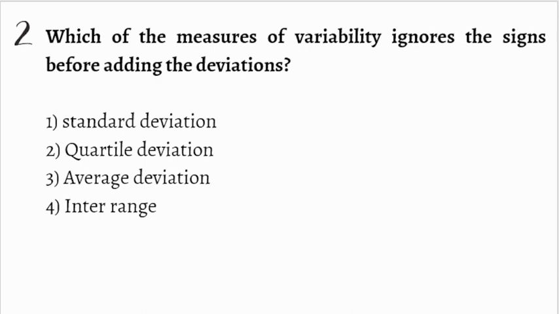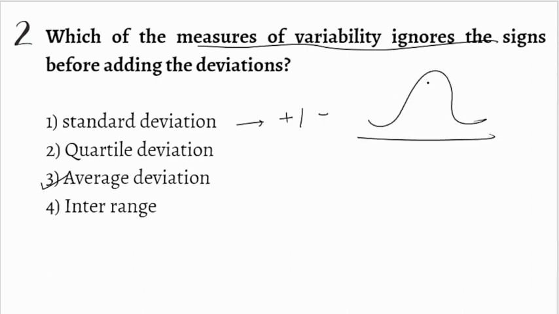Okay then. Some people said standard deviation, some people said average deviation. The correct answer here is average deviation. Why? Because the question basically asks for the measure of variability that ignores the sign. We know that standard deviation can be positive or negative also. When we plot the normal probability curve, it can be positive or negative, so it takes into account the positive or negative sign. So do quartile deviation and interquartile range.